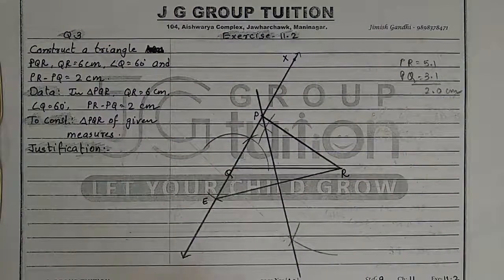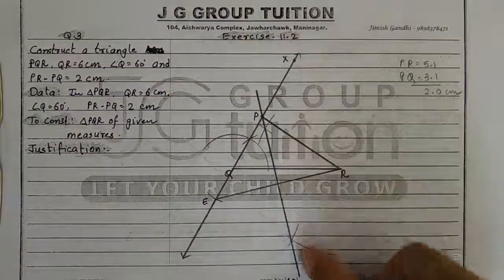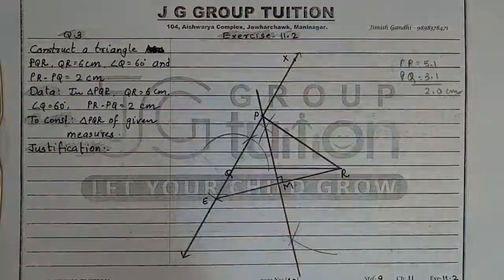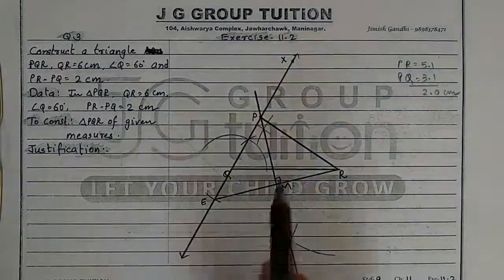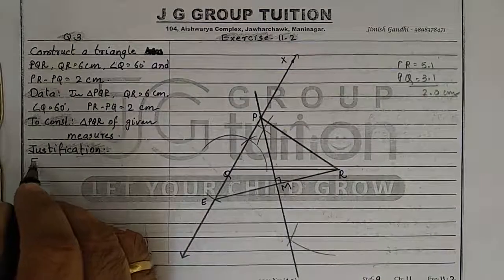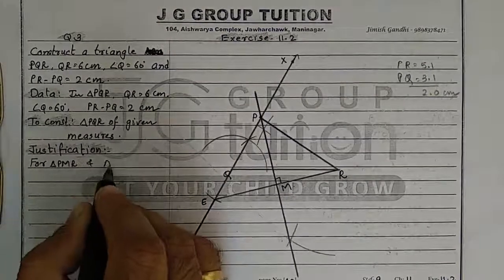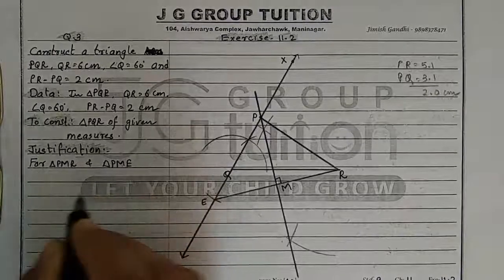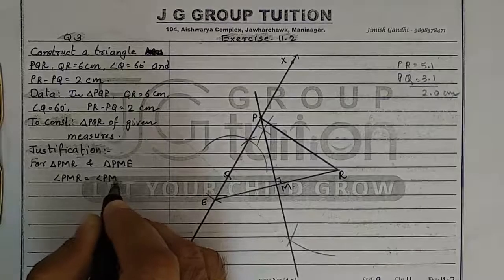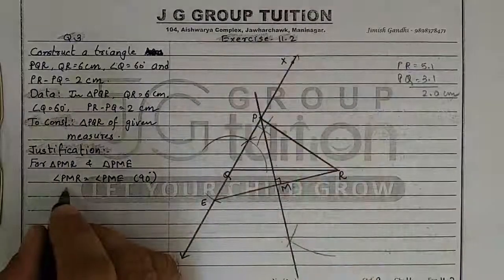Let us see the justification of this construction. The perpendicular bisector which we have constructed here, let us give that point M. Again you can see two triangles are formed here, PMR and PME. So we will show the correspondence for triangle PMR and triangle PME. Again the same: both angles at M are right angles, and PM is the common side.